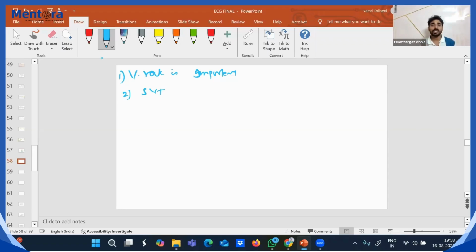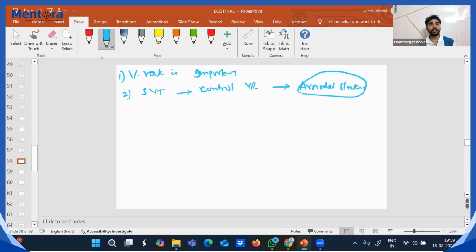So how to control the ventricular rate? You should stop the impulses coming from the atria to the ventricle. How will you stop them? You have to block the AV node. Do you understand this concept? For SVT, you have to control the ventricular rate. To control the ventricular rate, you have to give AV nodal blockers. You understood this concept?